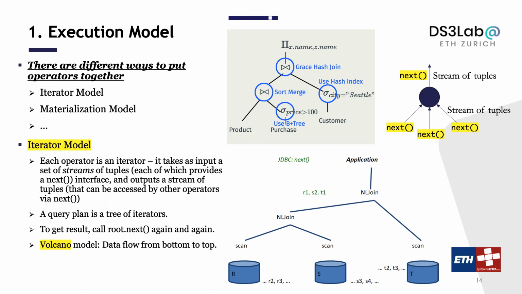I check whether it's a match. If there's a match, okay, great. I have R1 S2 T1 as one tuple in my result. Then I return to whatever application is calling the next function of the root. So I keep doing this, and then I get the result.